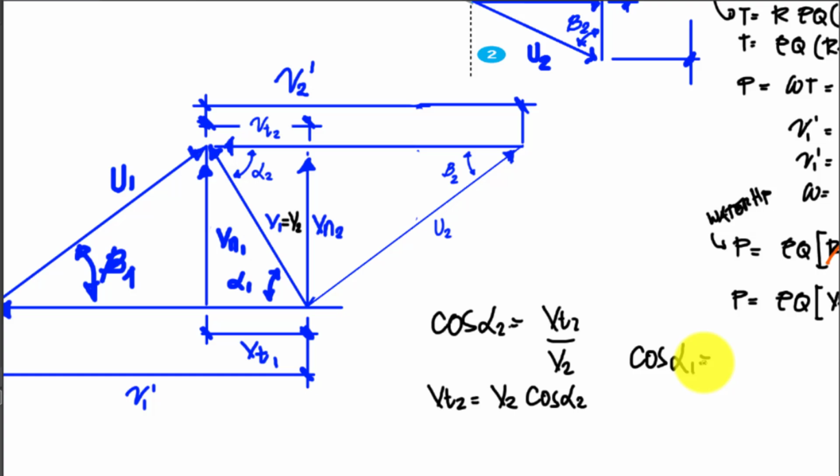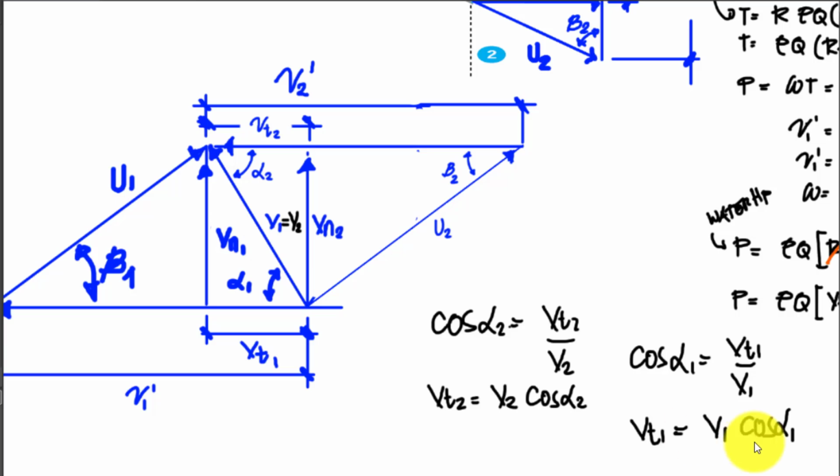So that will be your opposite. That will be your adjacent, sorry. That will be tangential velocity 1, and this is divided by my hypotenuse. So that will be the absolute velocity 1, or we can say the tangential velocity 1 will be the absolute velocity 1 times my cosine of alpha 1.